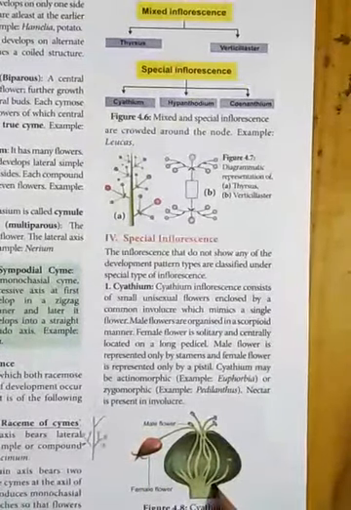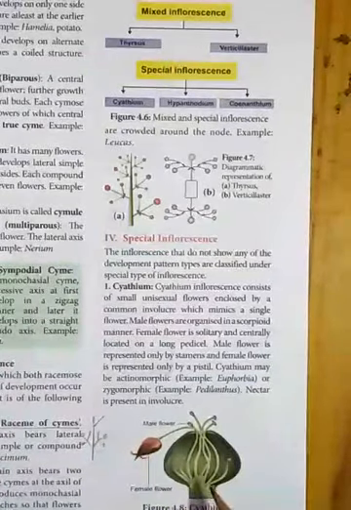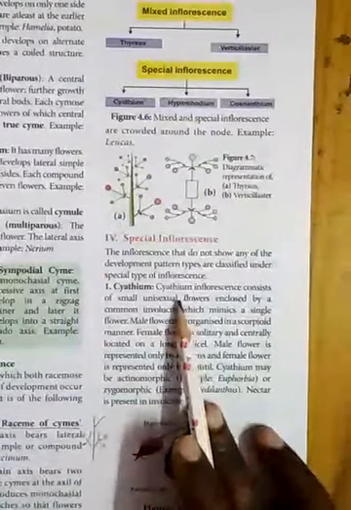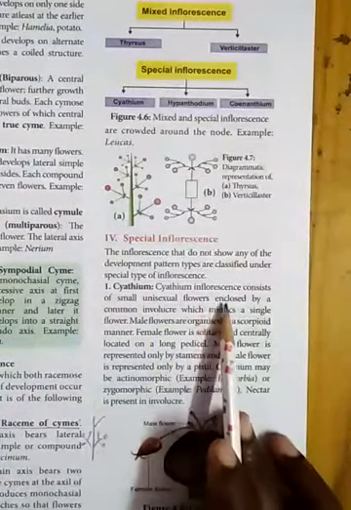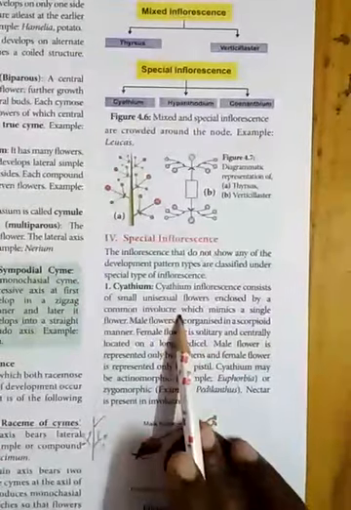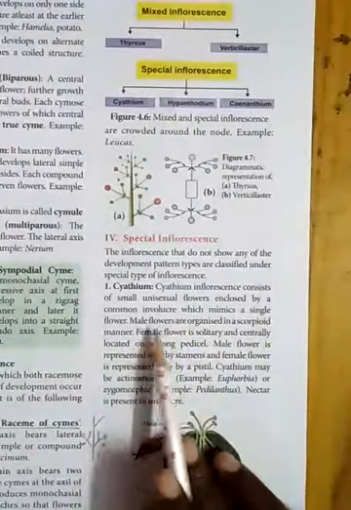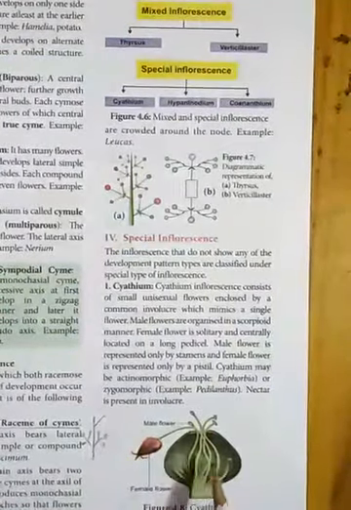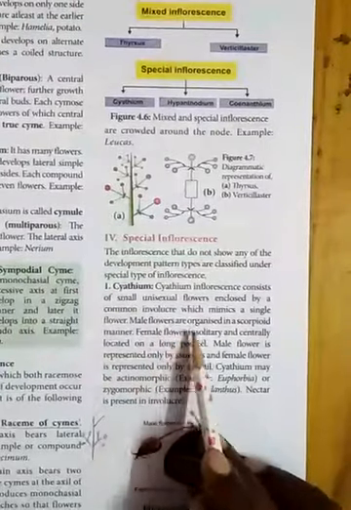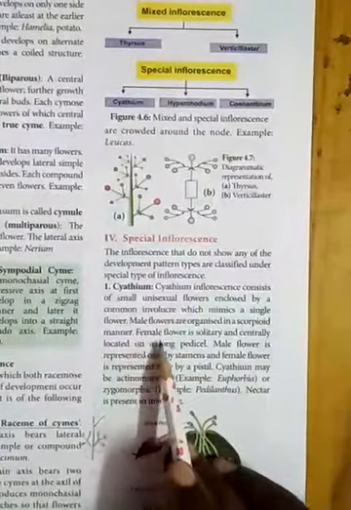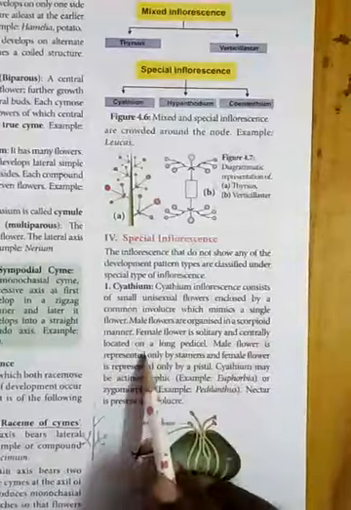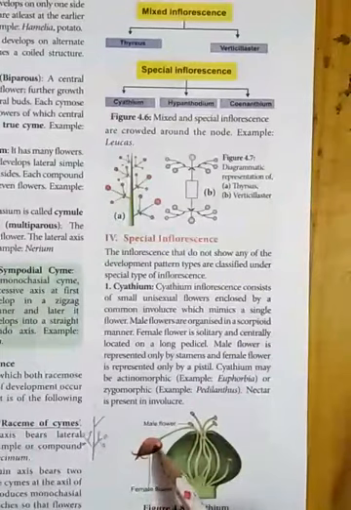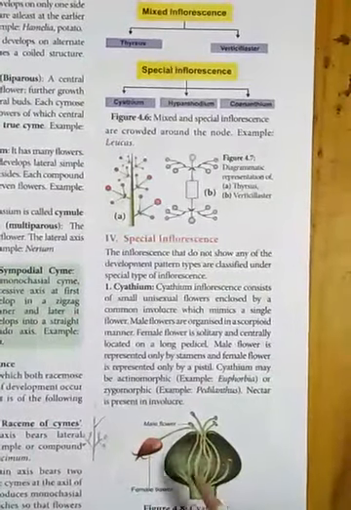This is called the cyathium inflorescence. That is the characteristic feature of the Euphorbiaceae family. So cyathium inflorescence consists of small unisexual flowers enclosed by a common involucre which mimics a single flower. So in appearance it appears like a single flower, but it is not a single flower. There are numerous unisexual flowers present there. Male flowers are organized in a scorpioid manner. Female flower is solitary and centrally located on a long pedicel. This is the long pedicel. As a result, this female flower is hanging outside.